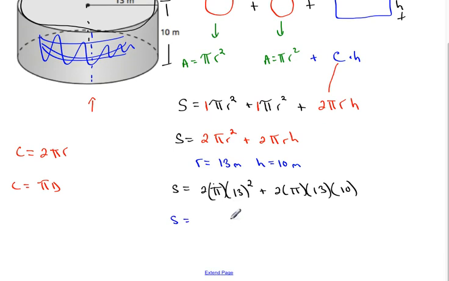S equals 13 squared is 13 times 13, which is 169. 169 times 2 is going to be, anybody? 338, thank you. So 338 pi. And then the second component here is, I'm going to multiply first. 2 times 13, 26. 26 times 10. So 260 pi.